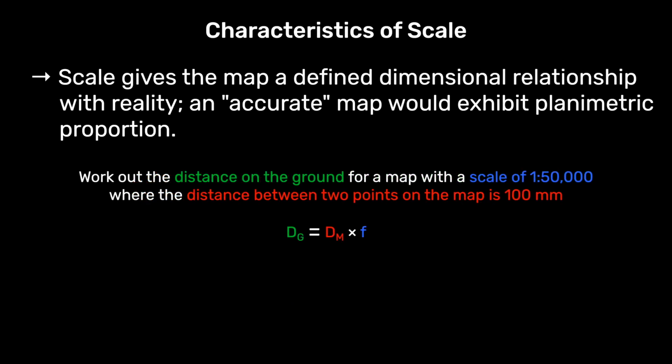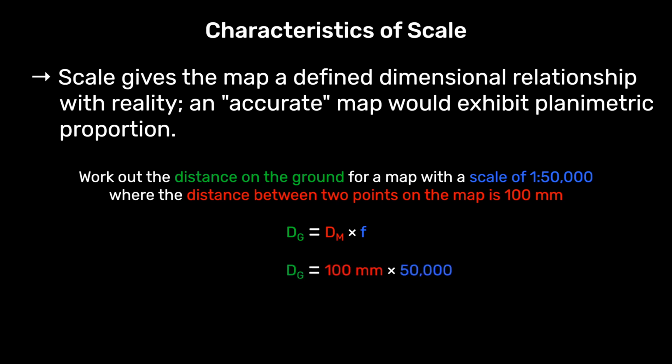So just to give you a really simple example, let's say we want to work out the distance on the ground, maybe between 2 points, for a map where the scale is expressed as a ratio of 1 to 50,000. Typically, this would be an Ordnance Survey Landranger sheet, the one with the pink cover that you might see in the shot. Let's then measure that distance on the map. Let's say it could be between a church and maybe the junction of a road. We measure that on the map with a ruler and we find that that is 100 millimeters.